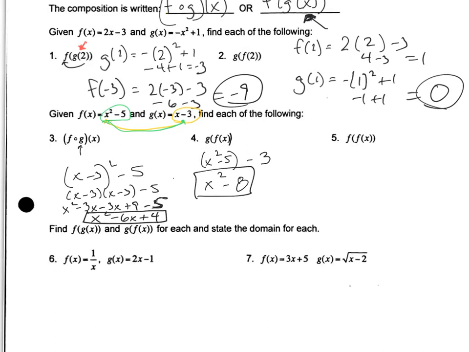Now, it's not a typo, it's really f of f. So we're going to take f and plug itself back into it. So we have something squared minus 5. And that something is, of course, x squared minus 5.